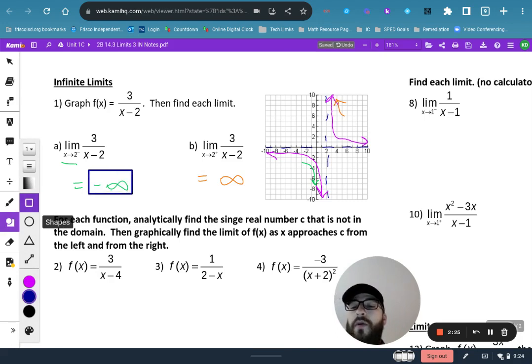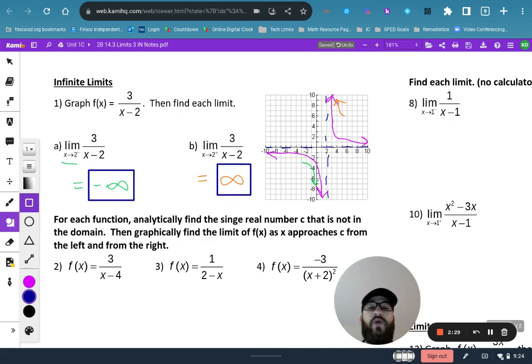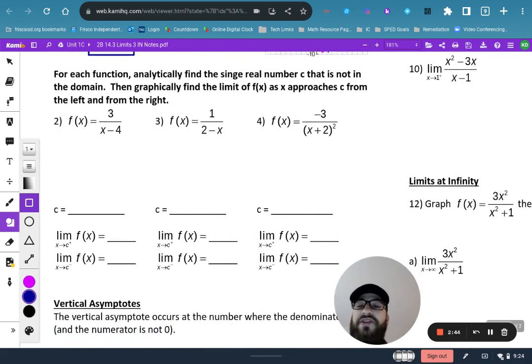So infinite limits are limits that equal infinity, and the first case we're going to look at is functions that have vertical asymptotes, because we've already been doing a lot about vertical asymptotes, and we know that functions approach vertical asymptotes without crossing them, and they go towards positive or negative infinity. So for each of our functions below, we're going to find the single real number c that is not in the domain, probably the vertical asymptote, and then we're going to graphically find the limit of f of x as it approaches c from the left and from the right.